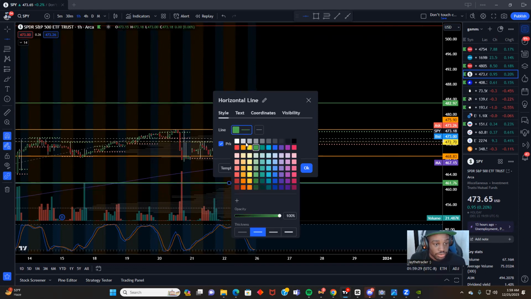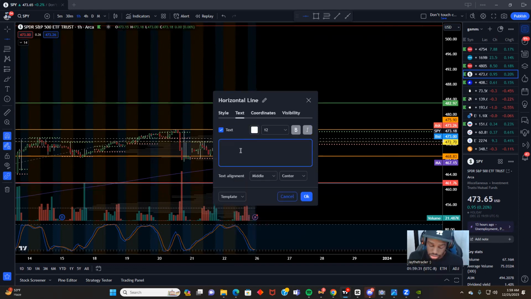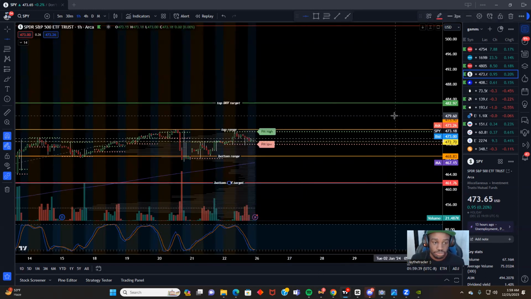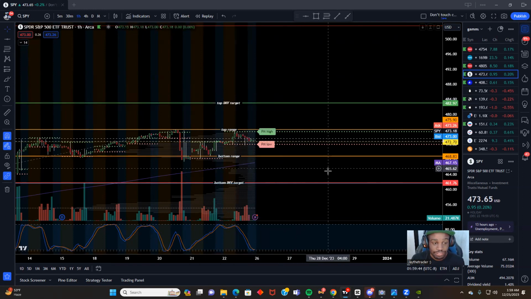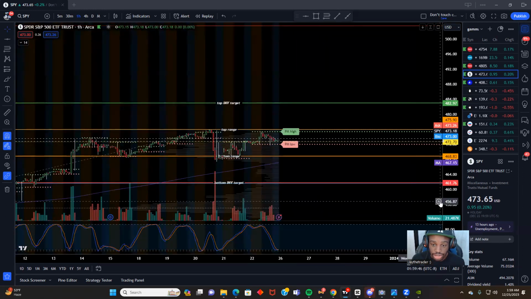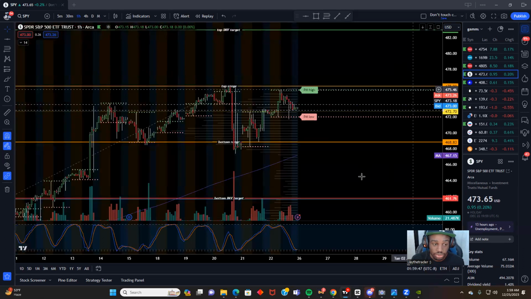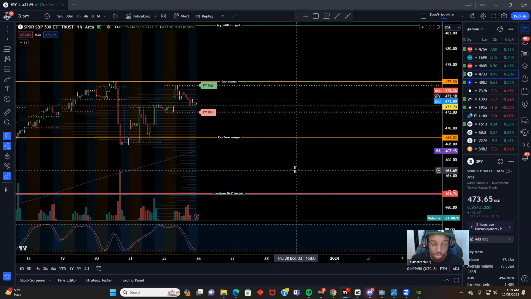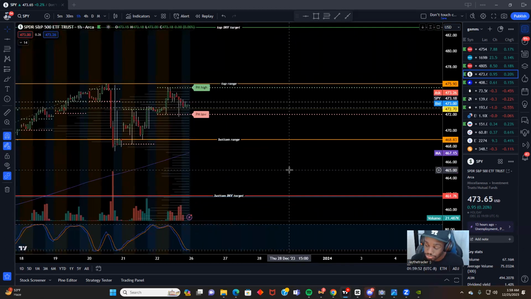Make that red, and that'll be the bottom IMV target. Boom. So there you have it. You've identified your top range, you've identified your bottom range, and you've done your formula to get an implied move value plus or minus from that range, which is $7.07.